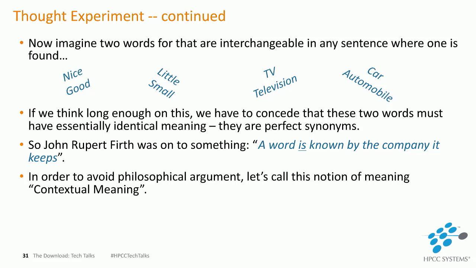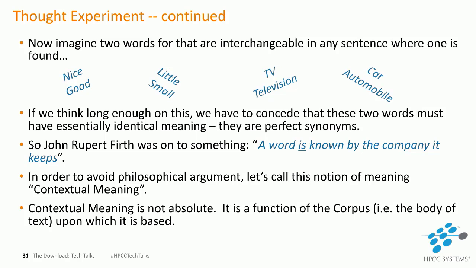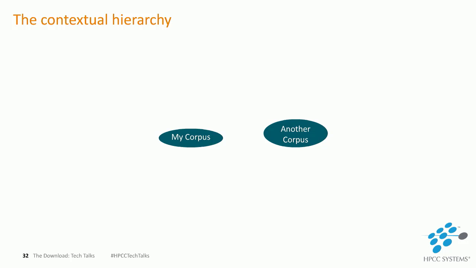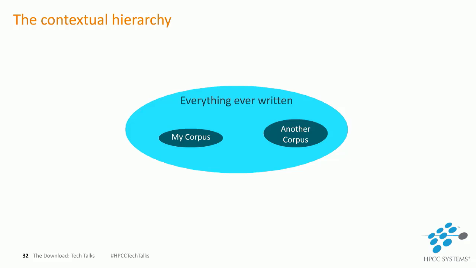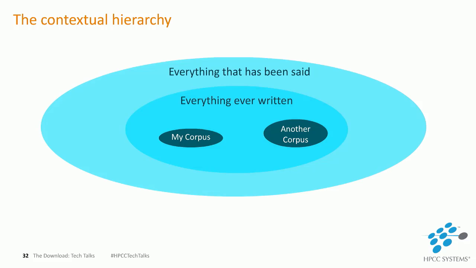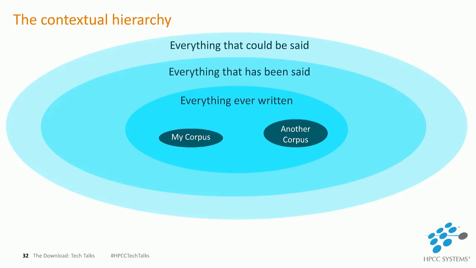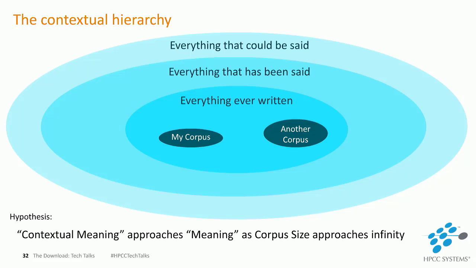To avoid philosophical argument, we call this notion of meaning contextual meaning. Now, contextual meaning is not absolute. It's relative to the collection of text upon which it is based. This body of text is known as the corpus. Any corpus we choose is likely to be a small subset of everything ever written, which is, of course, a small subset of everything that has been said, which is itself a small subset of everything that could be said. It may be that the contextual meaning and meaning converge as the corpus size grows toward infinity. So enough of the philosophy. Let's talk about the method behind text vectors.